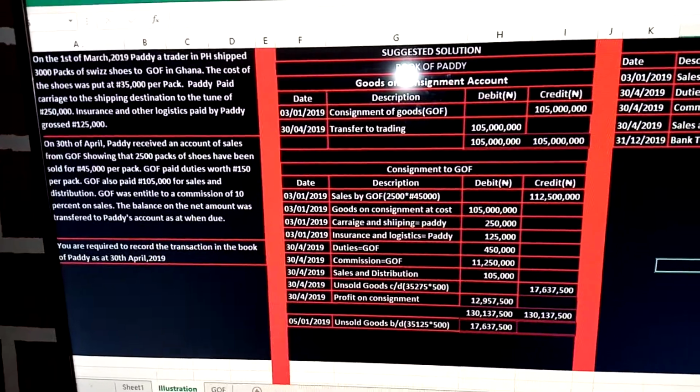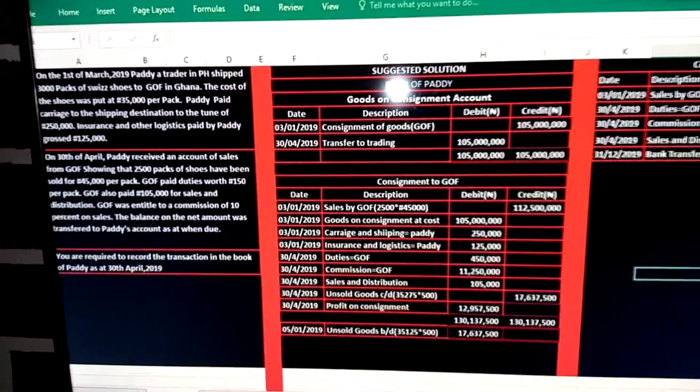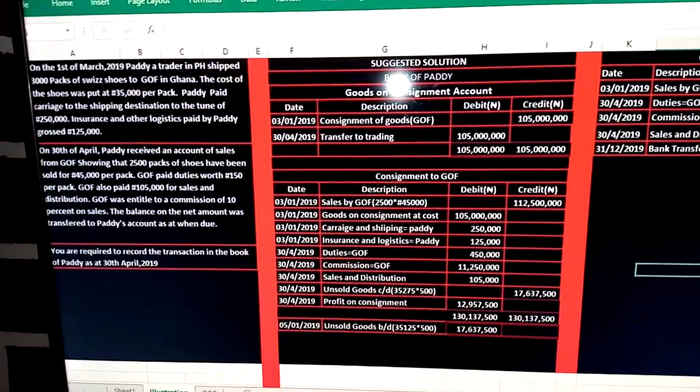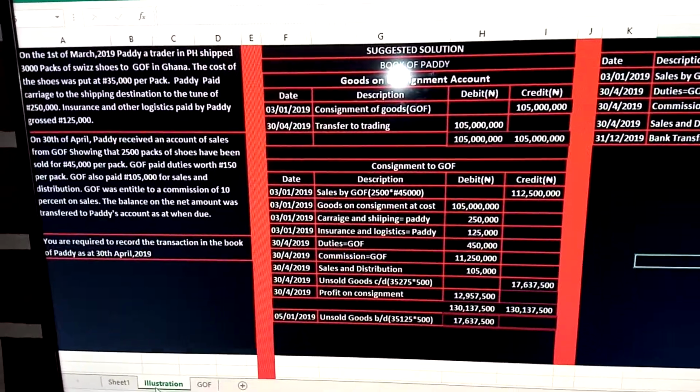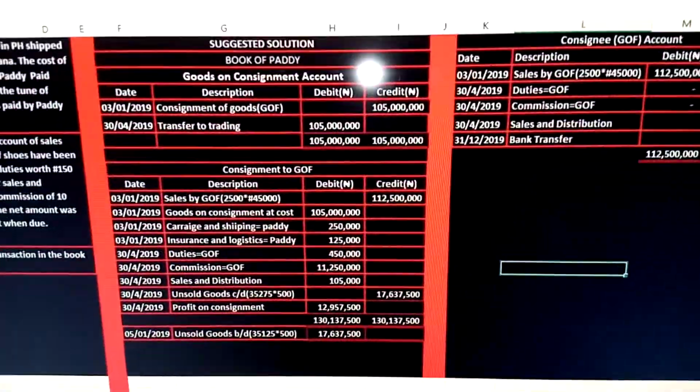So this is a consignment. Paddy is the consignor, GOF is the consignee. So Paddy is in Port Harcourt, GOF is in Ghana. Paddy has sent what? Goods, which is 3,000 packs of Swiss shoes to what? GOF in Ghana.